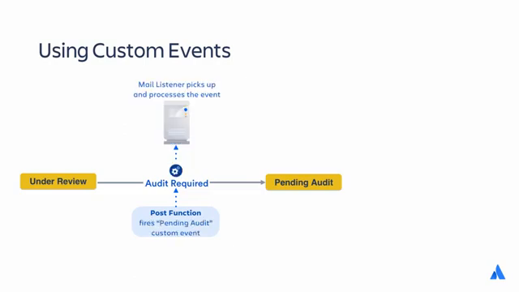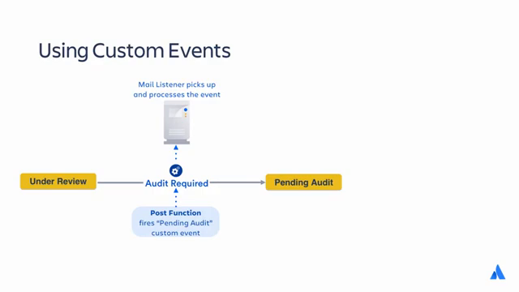It makes sense to add a custom event called Pending Audit, which notifies only the auditors group and only during this transition. The auditors group would only be notified when this particular event is fired when clicking this particular transition.